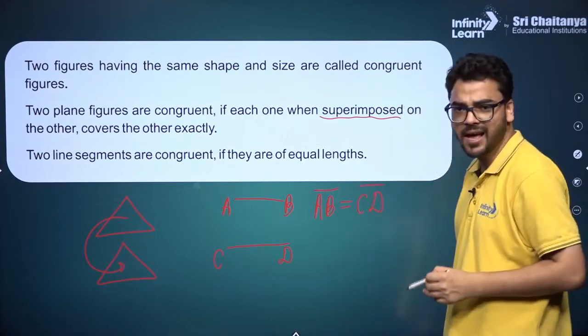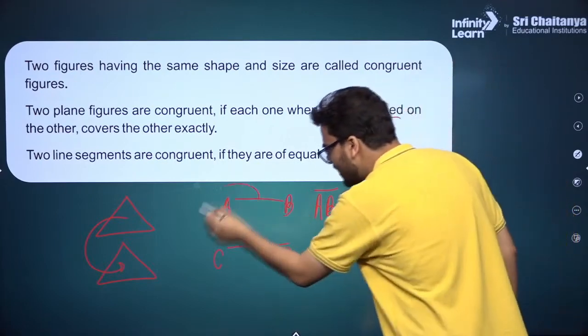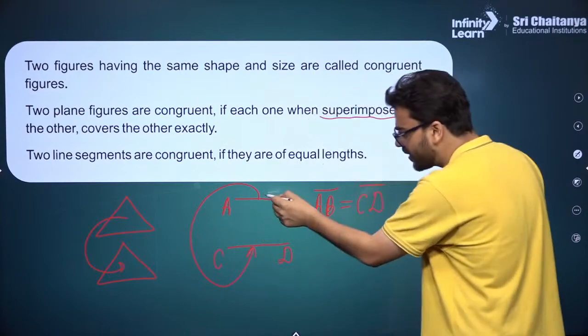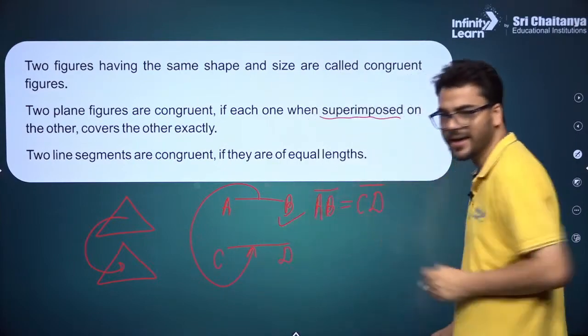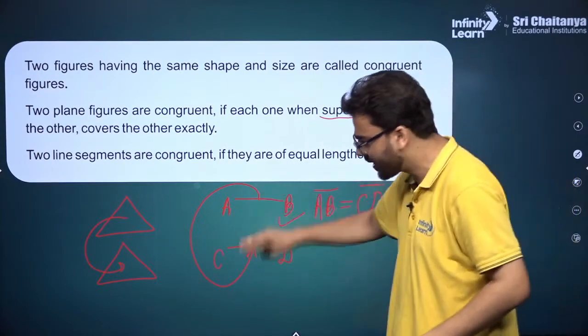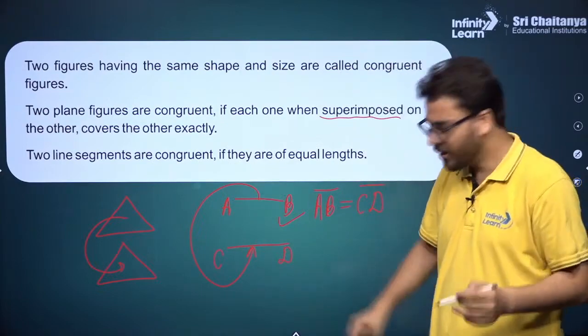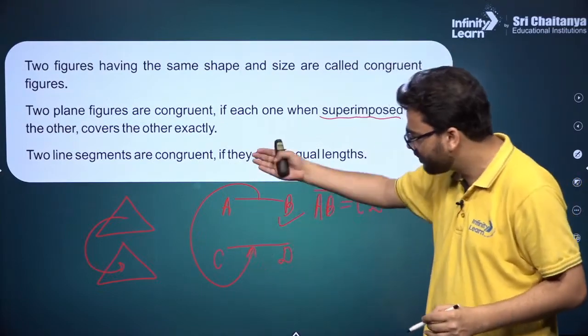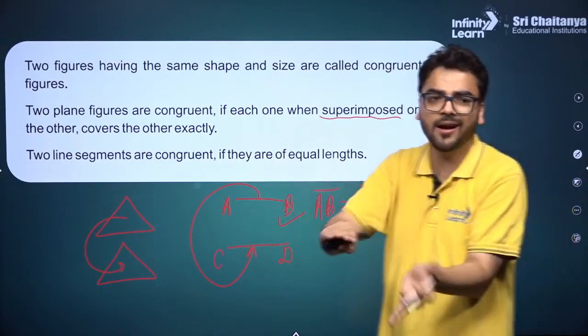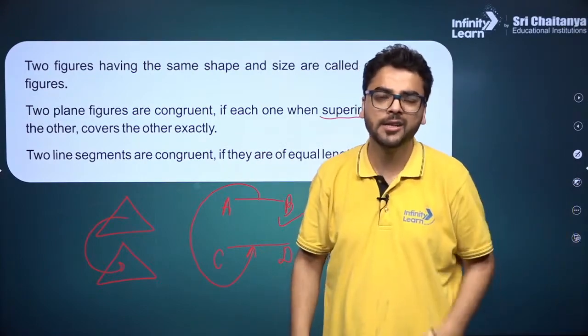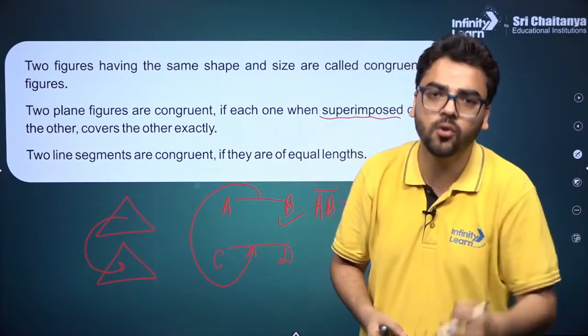Because if their lengths are the same, if you take the first line segment and put it on the other line segment, they will completely cover each other. Or you take this line segment and put it on the first one, they will completely cover each other. So that is the meaning of congruency.